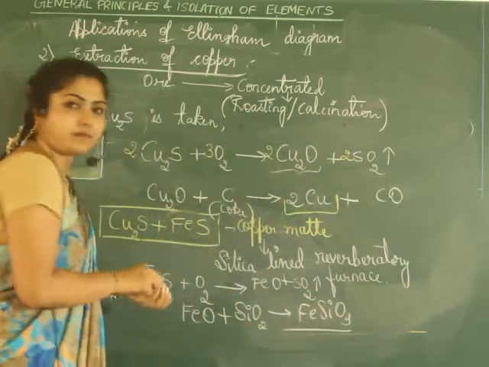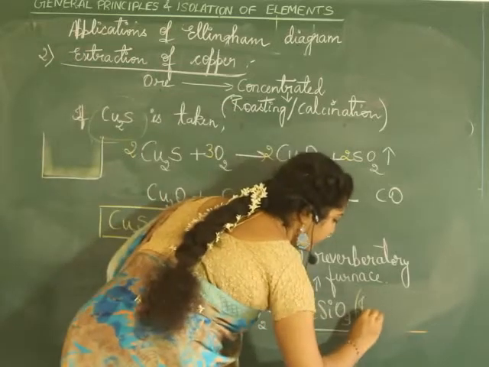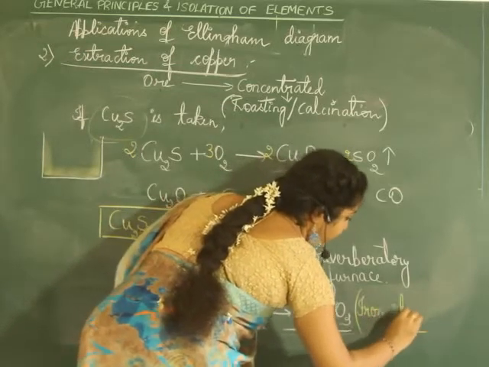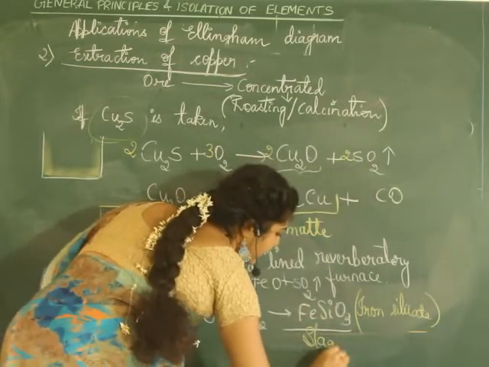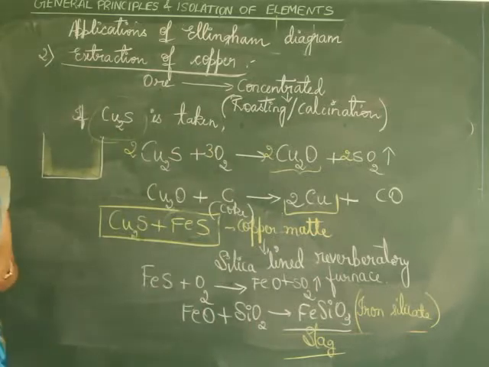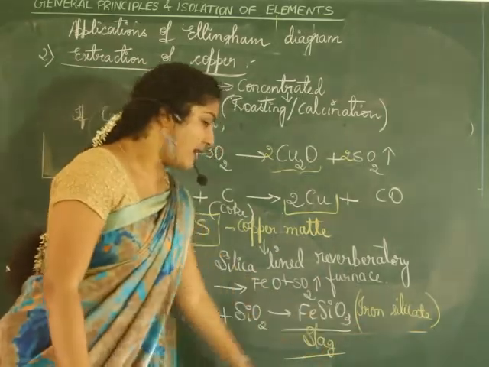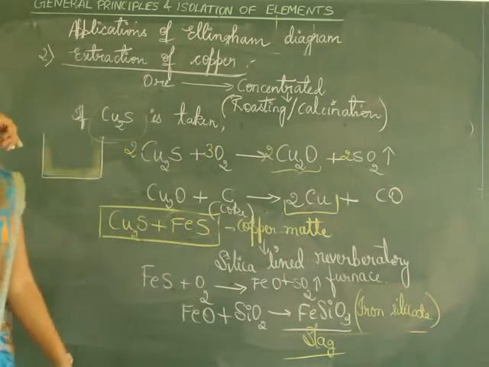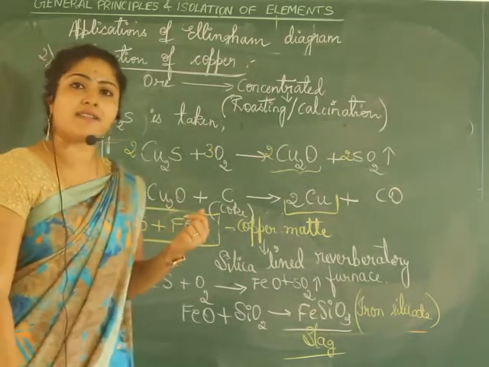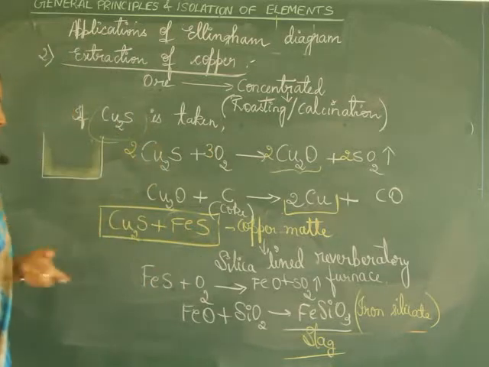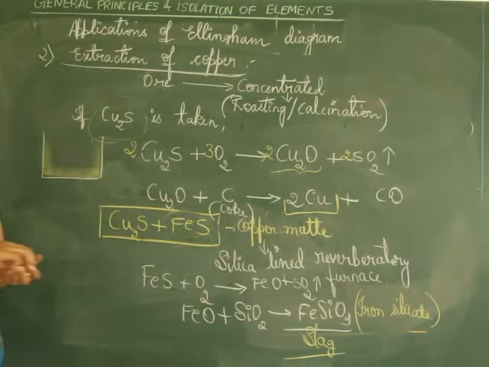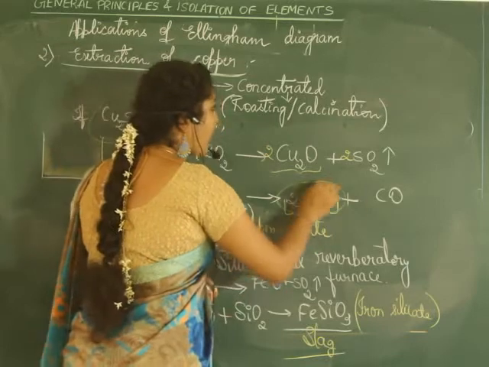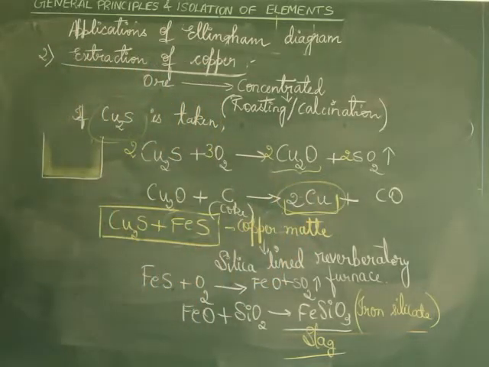What is the name? Iron silicate, which is nothing but slag. This is the slag formed in the extraction of copper: iron silicate. In the extraction of iron, it is calcium silicate. So hope this is clear till here. Please have a look at it. And now this copper, I have told you we get copper here, isn't it? There is one more possibility, one more reaction here. I'll write it above.